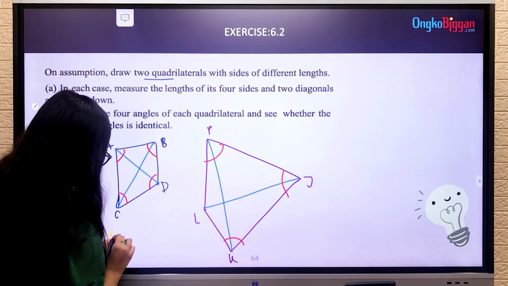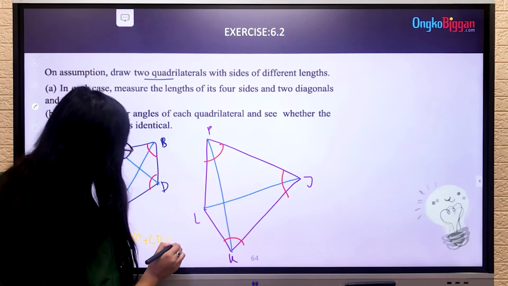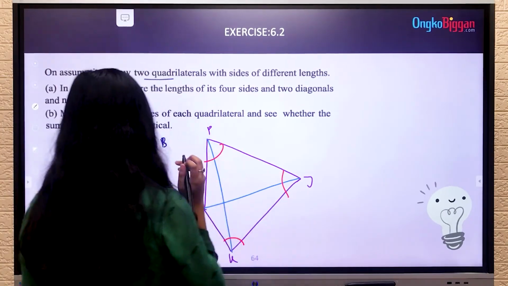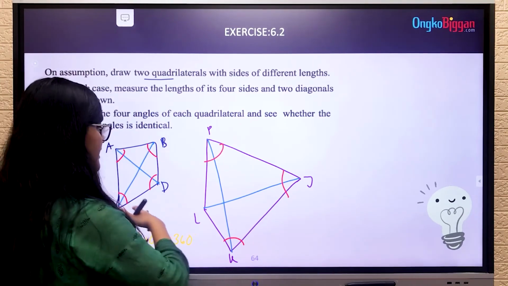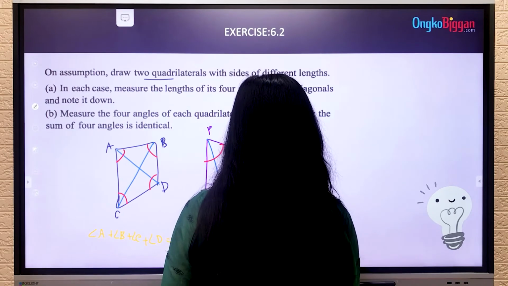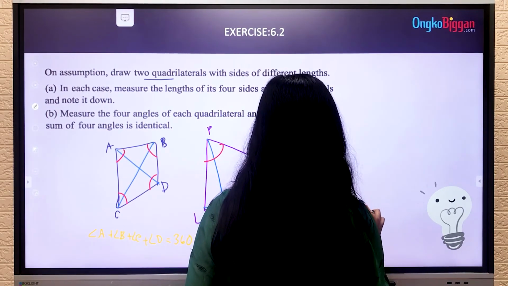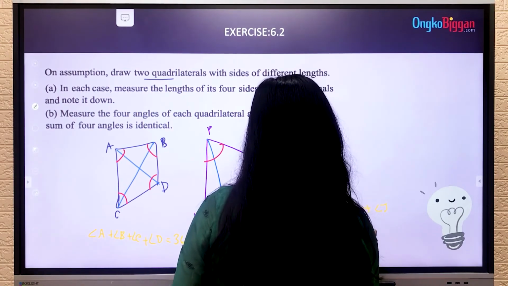So if you do the sum, angle A plus angle B plus C plus D, since both figures are quadrilaterals, whatever the angle values, whatever the side lengths, even if they are not the same, the summation will always be 360 degrees for this figure as well as for the other figure. All will give you the value of 360 degrees.